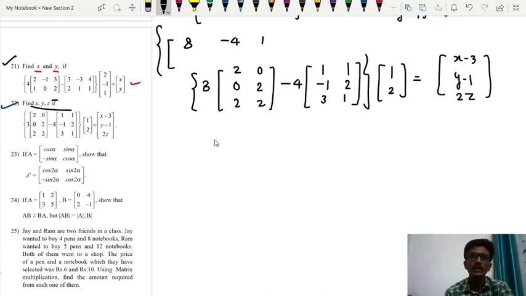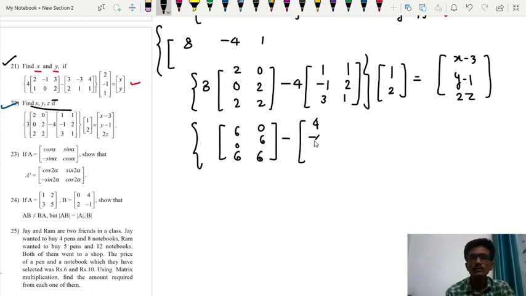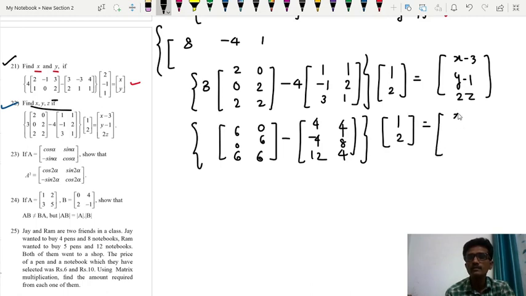So first of all you multiply it, that is 6 0 6 will be the first column, 0 6 6 will be the second column. Again multiply here, 4 minus 4 12 and 4 8 4 8 4, multiplied with 1 2. Here the right hand side is x minus 3, y minus 1, 2z.